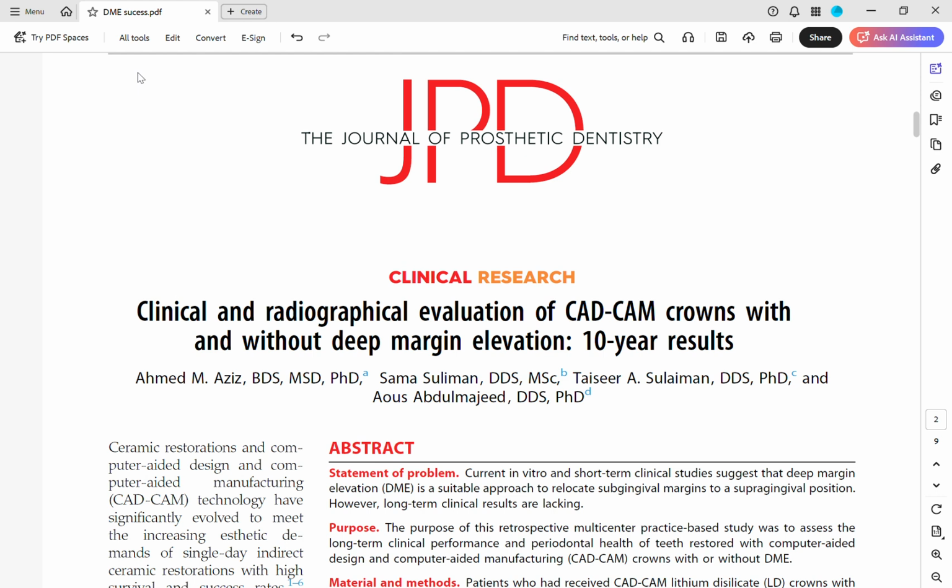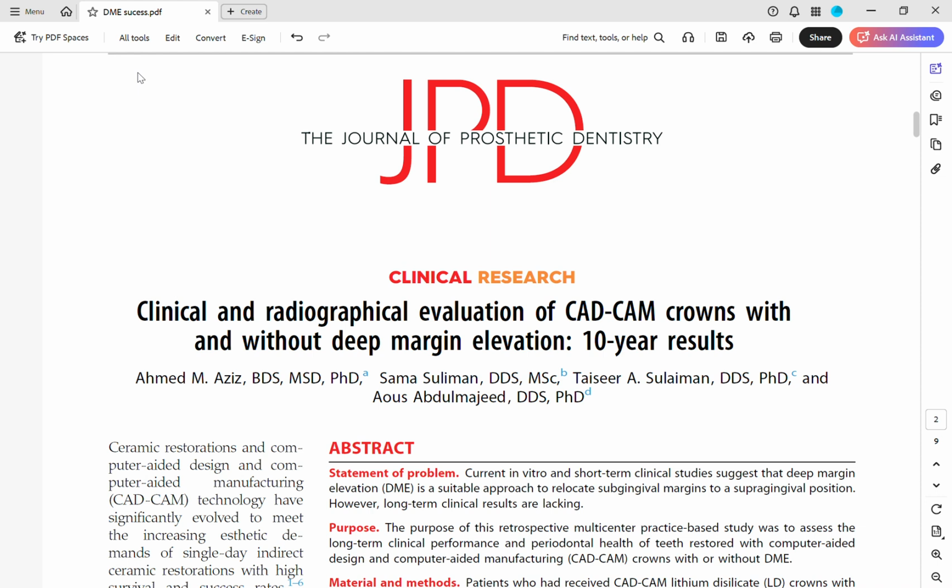So for the results, the included patients had a follow-up period of 10 years, and no significant difference was found in clinical attachment loss between the two groups. However, there was a significant difference compared to the control group. Regarding bleeding on probing, plaque index and marginal bone loss, there was no significant difference between all groups. The success rate was 95.8% and 94.7% for the deep margin elevation group and the group without deep margin elevation, respectively. And they concluded that deep margin elevation does not negatively affect the periodontal condition of the teeth.